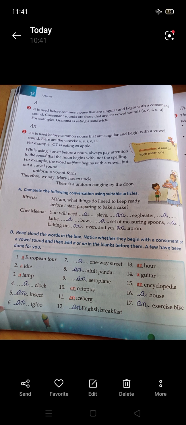Okay, look at this: complete the following conversation using suitable articles. Ma'am, what things do I need to keep ready before I start preparing to bake a cake?